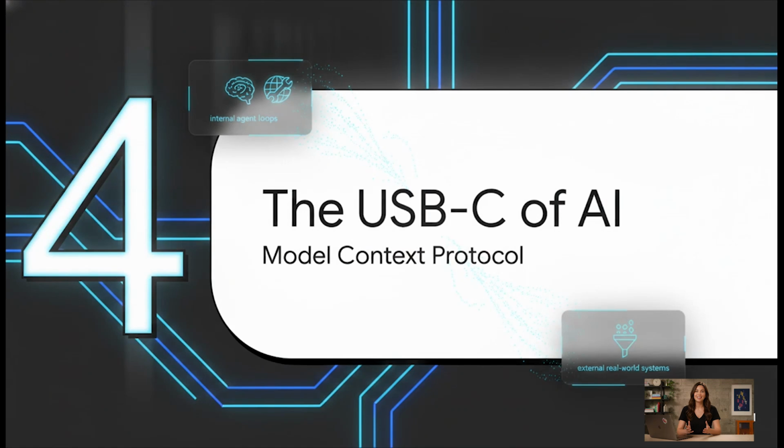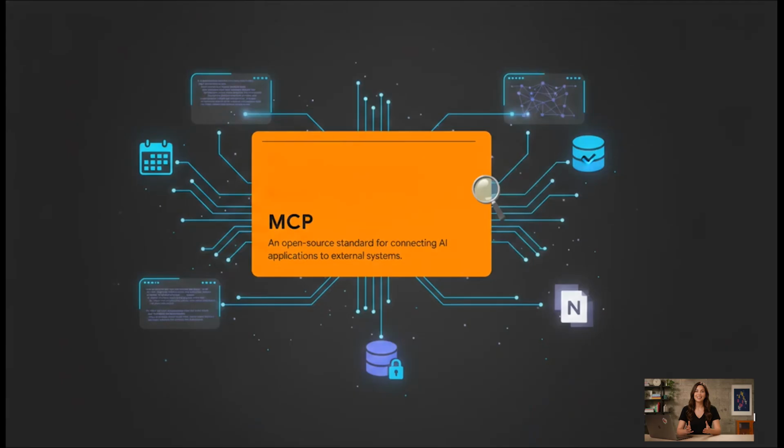Okay, part 4, the USB-C of AI. How do these agents actually talk to the outside world? Let's take a look. So the Model Context Protocol, or MCP, solves a massive fragmentation problem. Before this came along, if you wanted your agent to, say, check your Google Calendar, query a local database, and read your Notion workspace, you had to build custom integrations for every single one of those tools. It was a nightmare. MCP is an open source standard that completely unifies how an agent accesses all of this external information.